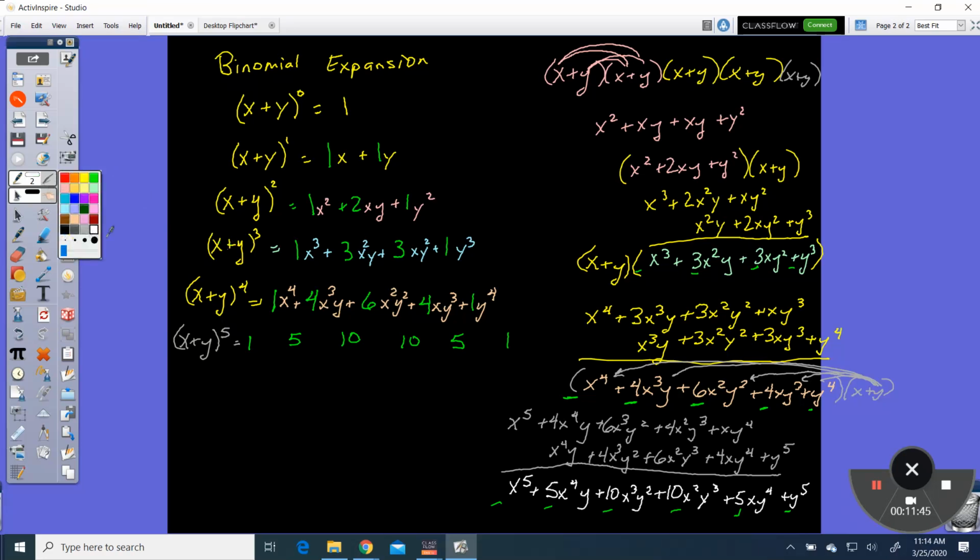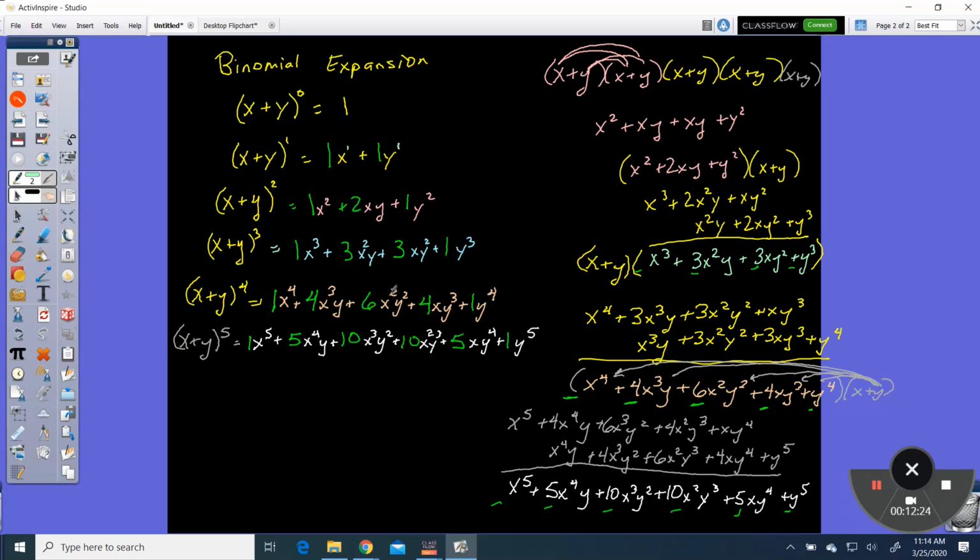And now I write down the variables that were with them: x to the fifth plus x to the fourth y plus x cubed y squared plus x squared y cubed plus x y to the fourth plus y to the fifth. Now if you look at this, here's another interesting idea about this Pascal's triangle. Look at the variables on these. This is x to the 1, 2, 3, 4, 5. And same thing over here, y to the 1, 2, 3, 4, 5. So it's the same as that power.